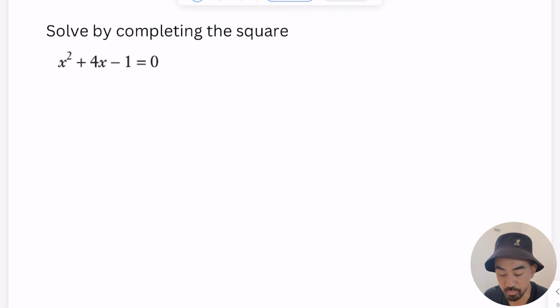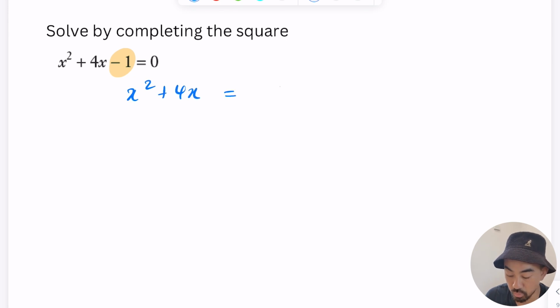Okay, let's have a look at this example. So x squared plus 4x minus 1 is equal to 0. We're going to solve by completing the square. So straight away, we can see that the number with x squared is 1, so we're all good there. And one side is equal to 0. So we can start the completing the square process. Now the first step is always to move the constant to the other side. X squared plus 4x is equal to 1, like that.